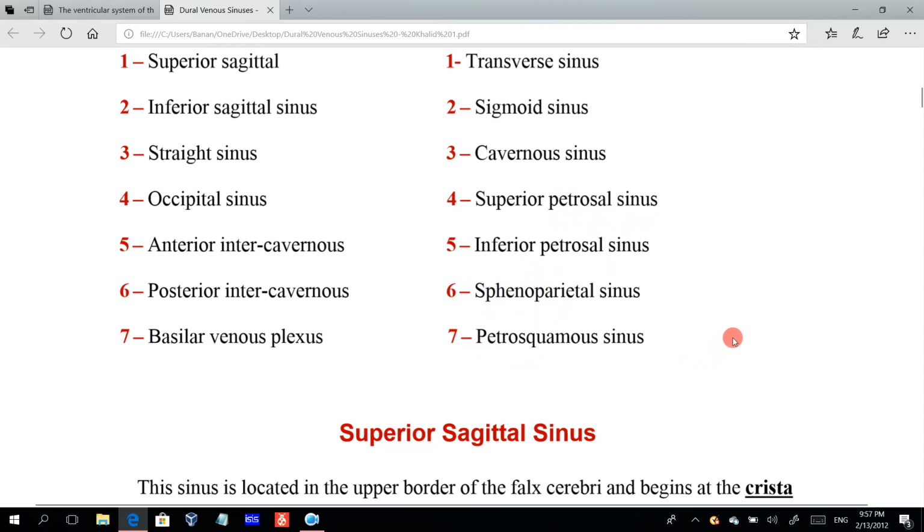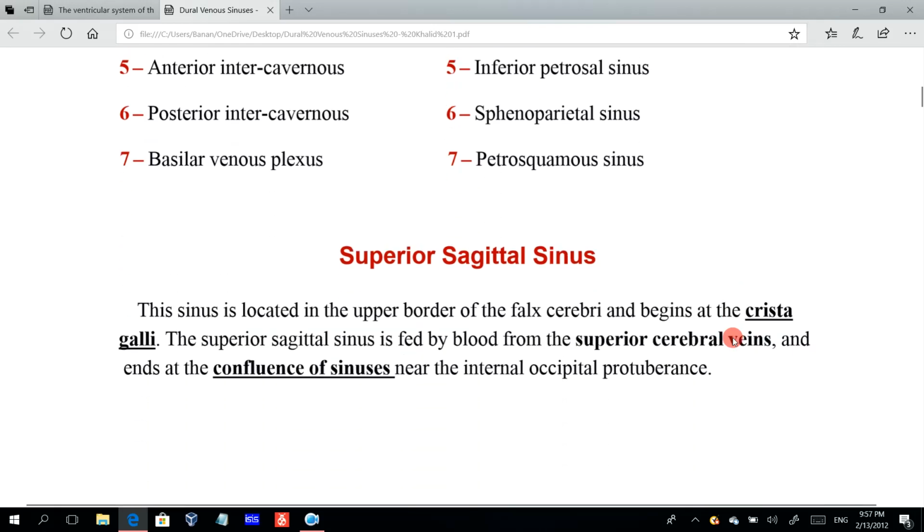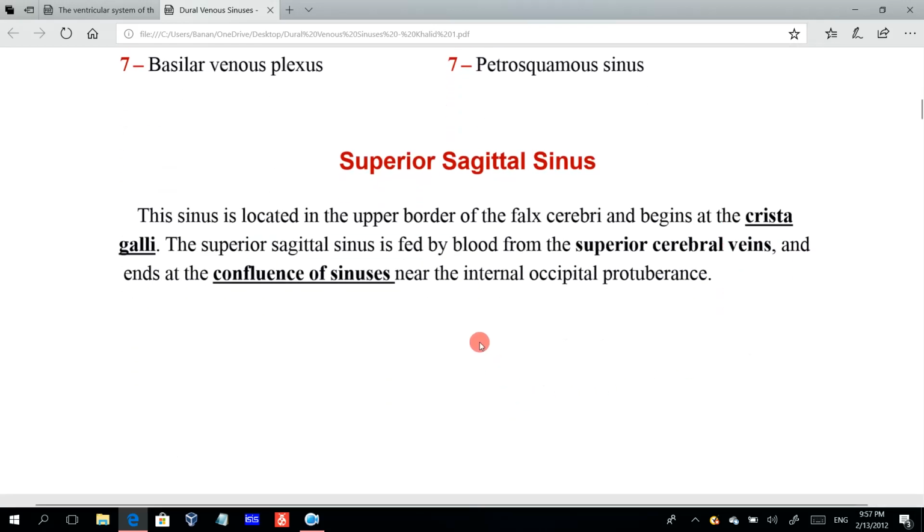Now we discuss these sinuses, and we'll give you their location, where they are situated, and to which they connect. Starting with the superior sagittal sinus, this sinus is located in the upper border of the falx cerebri. You know, the falx cerebri, as we said in the previous lectures, is one of the membranous extensions of the dura mater that separates the right and left cerebral hemispheres.